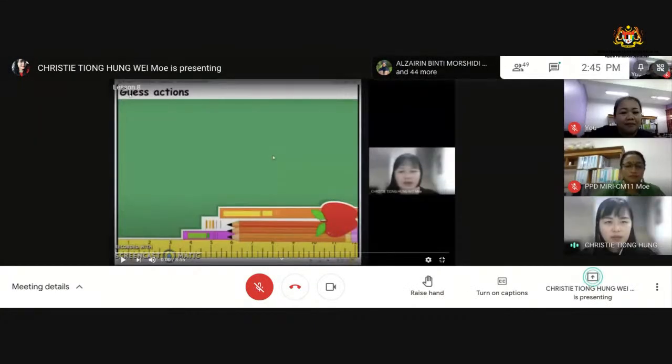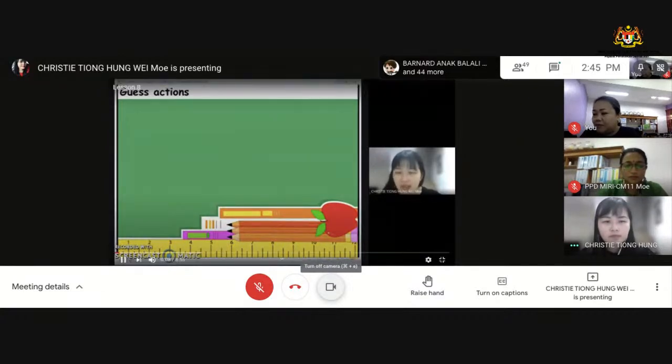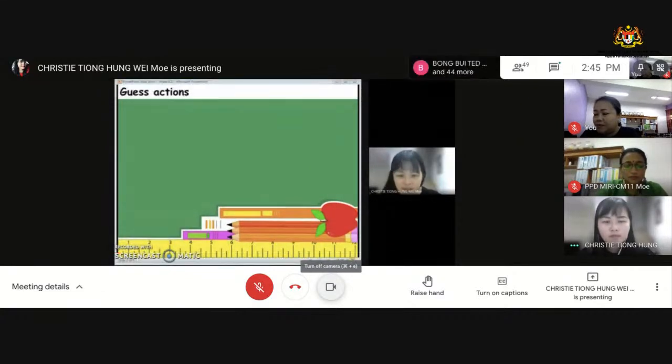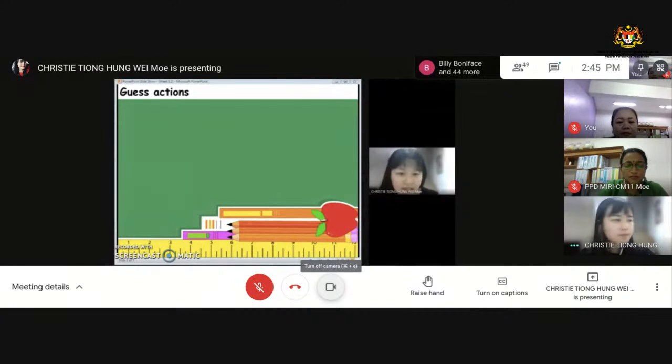Firstly, remember the activity I mentioned just now. We have the guess actions. You look at my action and then you guess the action. After that, you need to tell me where you do the action. Understand? You remember this activity? Okay, good. You can only answer in English since we are having English class.